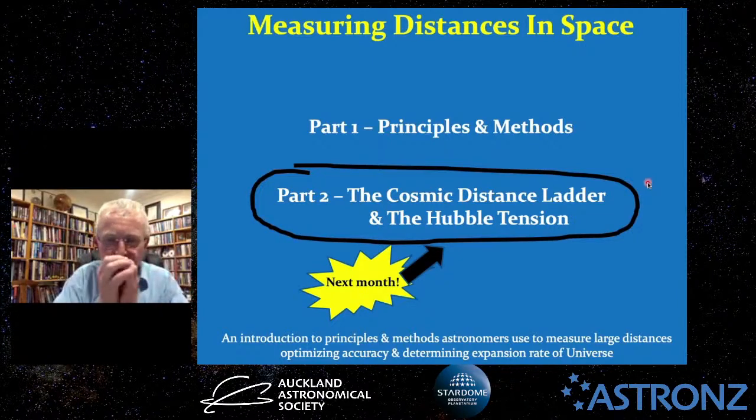And I'm going to introduce the concept of the Hubble tension, whereby it's a big problem in cosmology, measuring the expansion of the universe, how the measurements taken from different methods aren't matching up. And I've got a solution to that, a possible solution. And we're going to review a lot of what we did today as well to bring it all together nicely for you. So I hope to see you all next month.